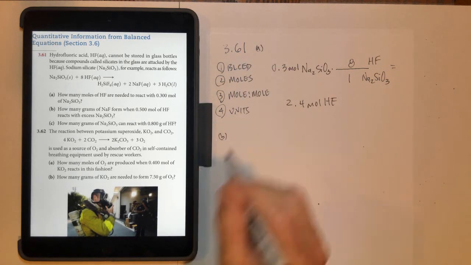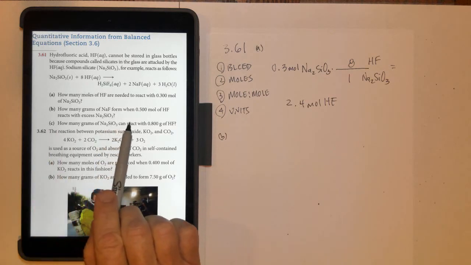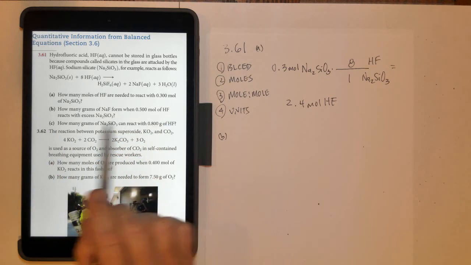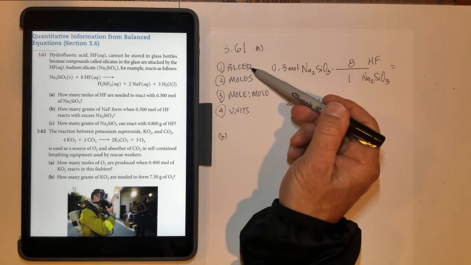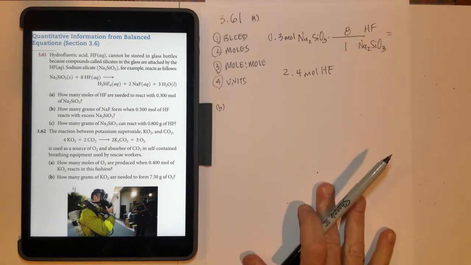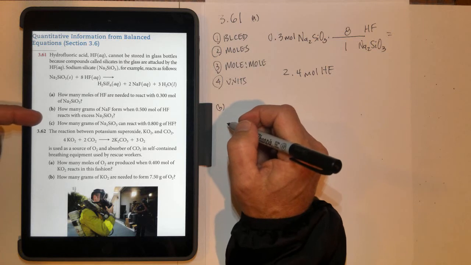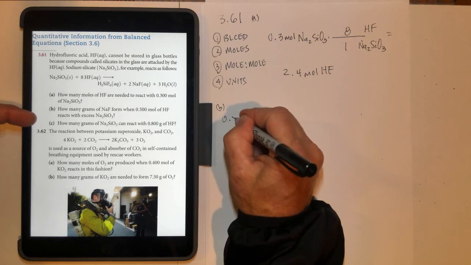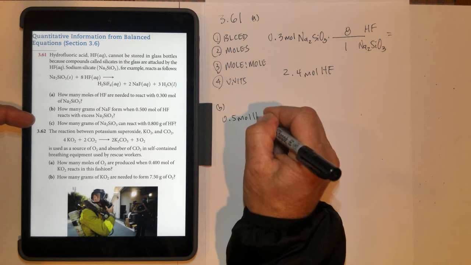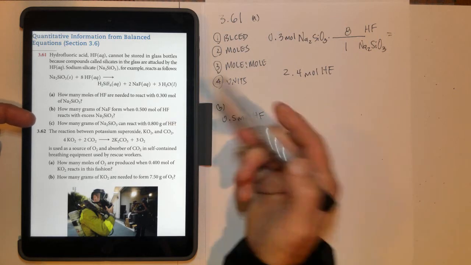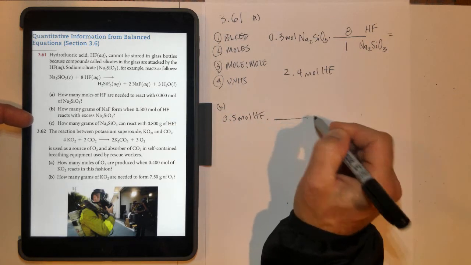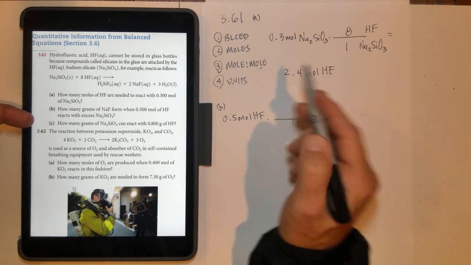Letter B, how many grams of NaF form when 0.5 moles of HF react? So now here's the balanced chemical equation, done for us already. When in doubt, convert to moles. So in here we're given 0.5 moles of HF, so we're already converted to moles. Put a multiply sign, put a line. Now we're into the mole-to-mole ratio.